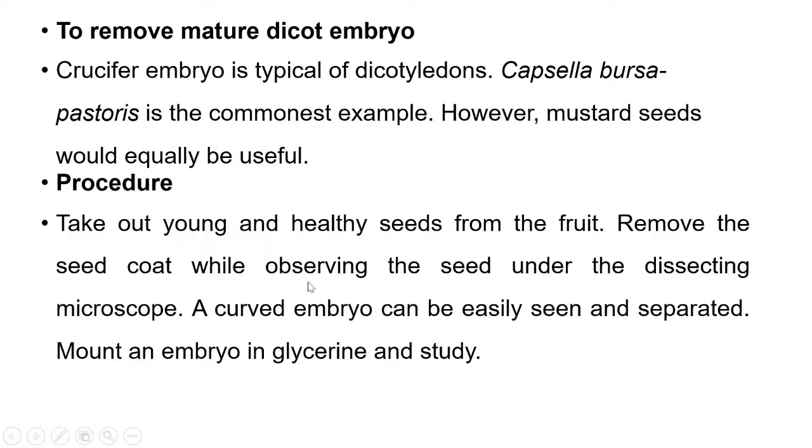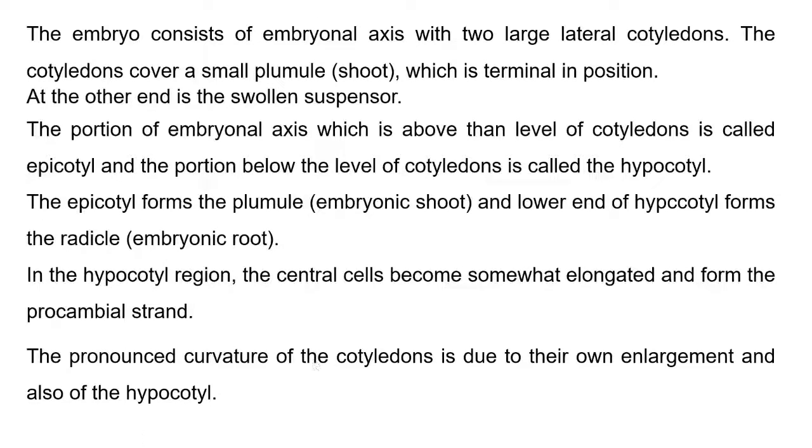Remove the seed coat while observing the seed under a dissecting microscope. A curved embryo can be easily seen and separated, and mounted under the microscope using a mounting medium, that is glycerin, and observe the characters. The embryo consists of an embryonal axis with two large lateral cotyledons. The cotyledons cover the small plumule, that is the shoot, which is terminal in position. At the other end is a swollen suspensor.